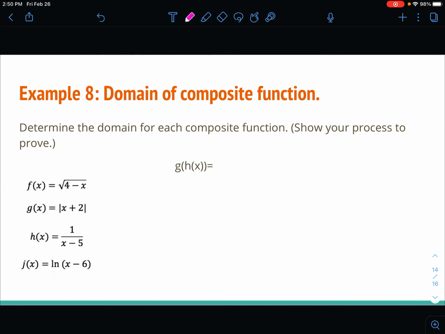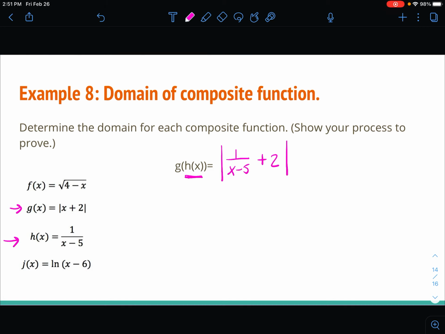Okay, last one. Thanks for hanging in here with me. So g of h of x. So here's your input. Here's the outer function. The outer function says to take the absolute value of the input plus 2. That's what we're doing. So the absolute value of the input, that's 1 over x minus 5, plus 2.